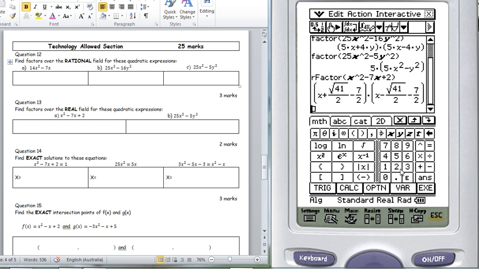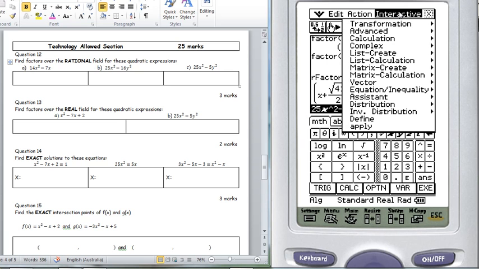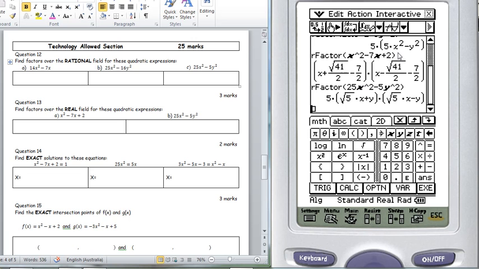And lastly, this is the same question as this question, 25x squared minus 5y squared. And if I do interactive transform R factor, I actually get irrational factors, 5 root 5x plus y times root 5x minus y, and I'd write that there.